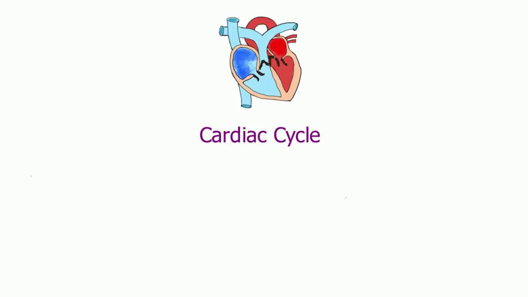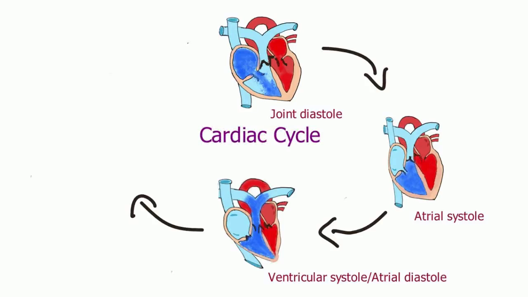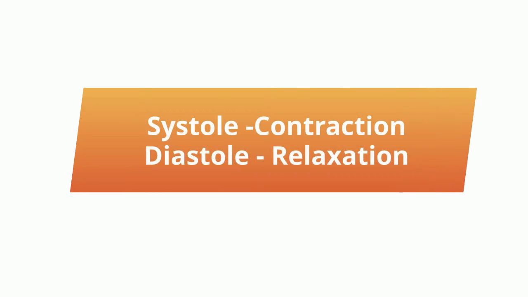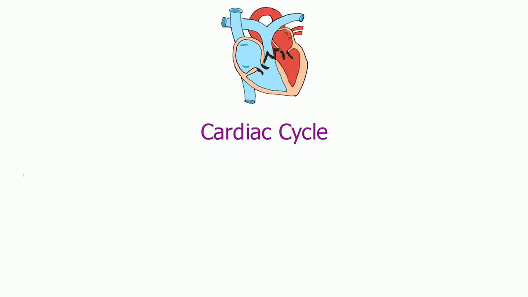So now let us start with the cardiac cycle. The cardiac cycle is a sequential event which is cyclically repeated and includes systole and diastole of atria and ventricles. To examine and correlate the events taking place during a cardiac cycle, we will begin with this state where all the four chambers of the heart are in a relaxed state, that is, they are in joint diastole. During this state, the tricuspid and bicuspid valves are open and semilunar valves are closed.